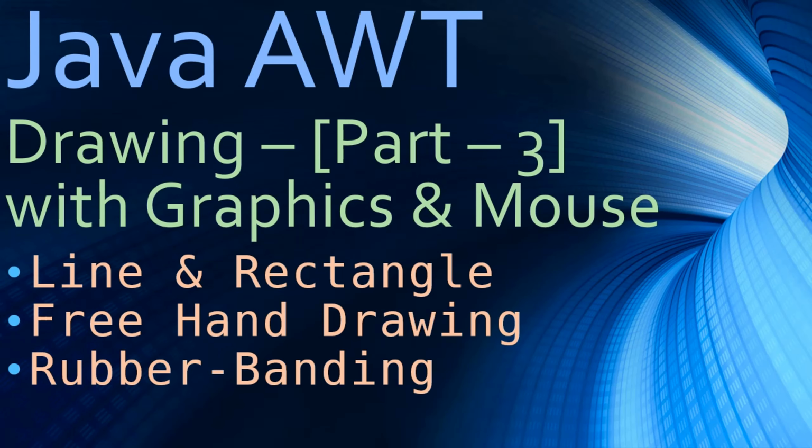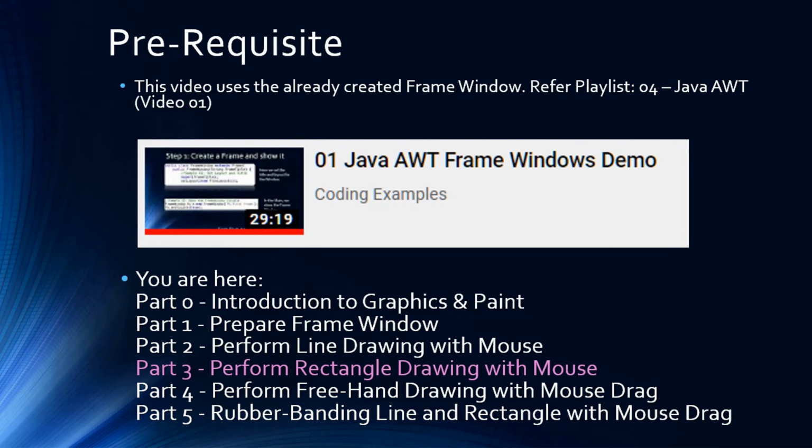Here you are seeing the third part of drawing with graphics and mouse. In this video we are going to draw a rectangle. Then we will see what errors we will face, then we will fix them one by one. So here we will face two logical issues. We will fix those, especially when you are trying to draw using the mouse. So you will face these hurdles. All right, so now you are here in this part 3.